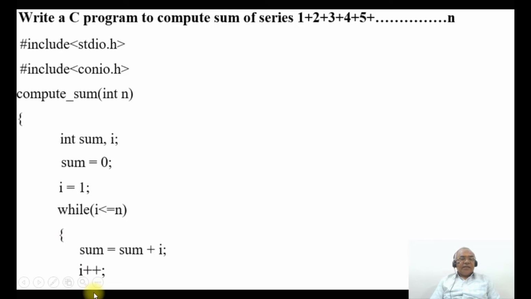So then again it will take i is equal to i plus 1. i is equal to 5 plus 1, it becomes 6. Is 6 less than or equal to 5? No, it comes out of the loop. Then once it comes out of the loop, then return the value of sum. So the sum value is 15.